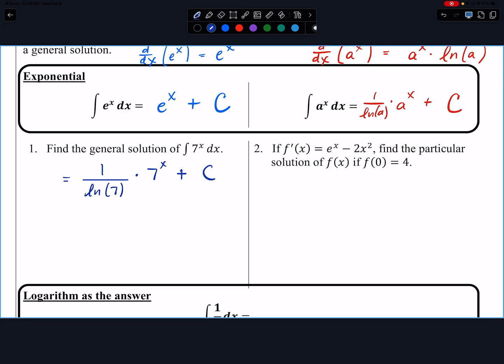Cool. All right. So this is where the particular solutions come into play. If f prime of x is e to the x minus 2x squared, find the particular solution of f of x if f of 0 is equal to 4. So, do you guys agree if I take the derivative of this, I get this, f prime of x? So if I want to find f of x, what do I need to do to this function?